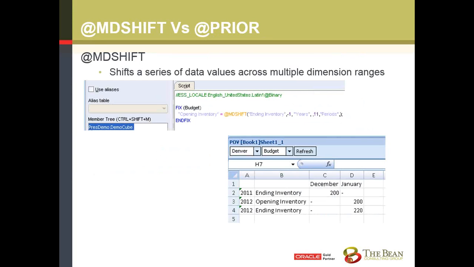So here's an example of the MD shift. In this case, we're calculating our opening inventory using our ending inventory from the prior period. It shifts across multiple dimensions. So in this case, we're shifting across both our year and period dimensions and making the opening inventory in January of 2012 equal to our ending inventory in December of 2011.